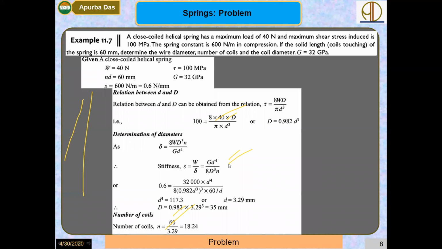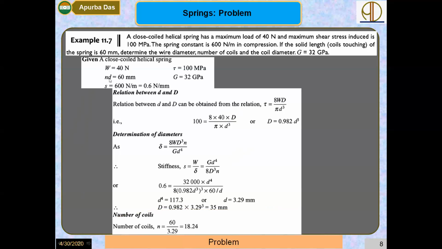Then in the next problem, a closed coiled helical spring has maximum load 40 Newton and maximum shear stress induced 100 MPa. The spring constant is 600 Newton meter in compression. If the solid length of the spring is 60 millimeter, determine the wire diameter, number of coils, and coil diameter. G is given 32 GPa. So what are the parameters given? W is given 40 Newton, tau shear stress is given 100 MPa.